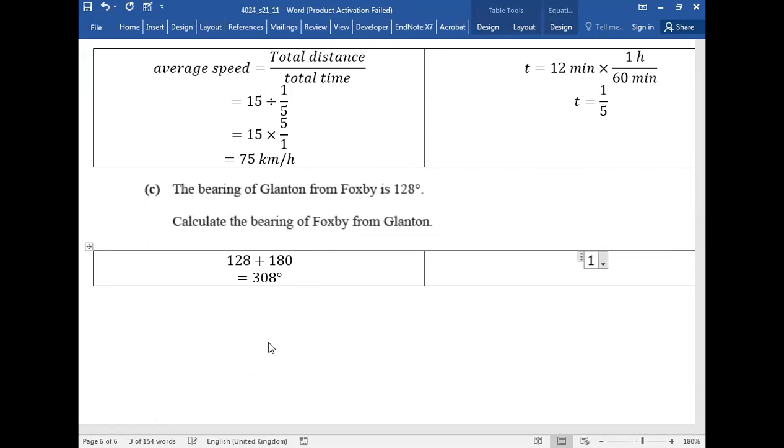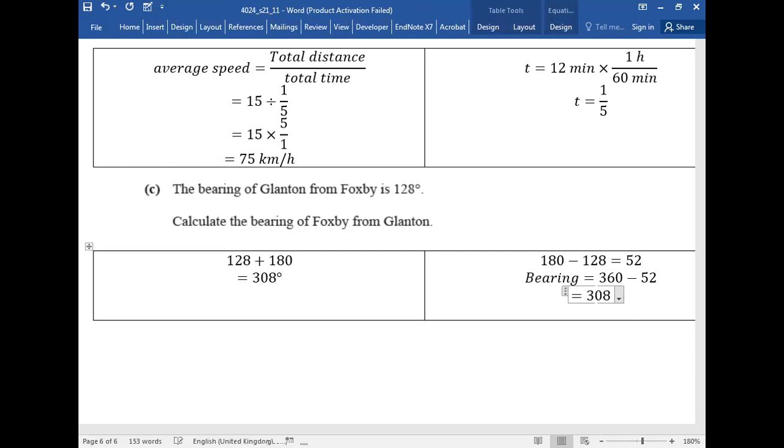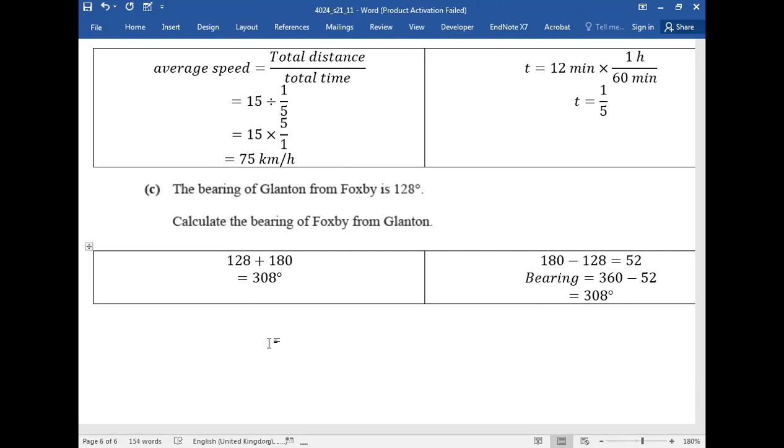What is the other way? First, 180 minus 128. What is this value, class? 52. And the bearing is 360 minus. Obviously, it will yield us the same answer. If it's not doing so, that means we are not using the correct method.